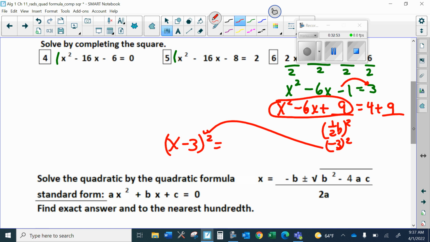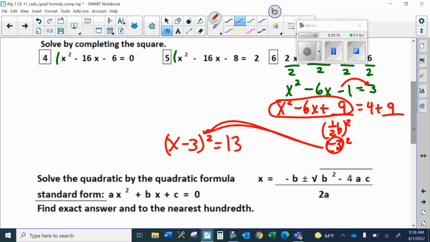Remember, x squared minus 6x plus 9 factors into x minus 3 squared. I'm just showing you the shortcut. If you put that minus 3 right there, that's what it's always going to be. But what you're really doing is factoring x squared minus 6x plus 9. That's x minus 3 squared equals 13. 9 plus 4 is 13.